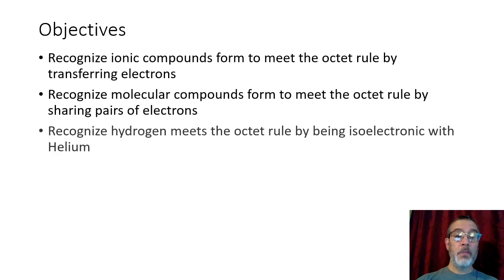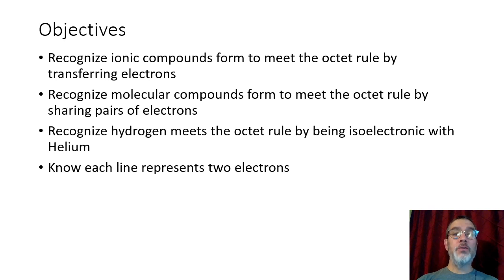octet rule. We also are going to recognize that hydrogen is going to meet its octet rule by looking like helium. That's what isoelectronic is going to mean. It's going to have the same number of electrons as helium in order to obey its version of the octet rule. And then we're going to recognize that in a Lewis structure, when we look at the lines, each line in that Lewis structure is going to represent 2 electrons.